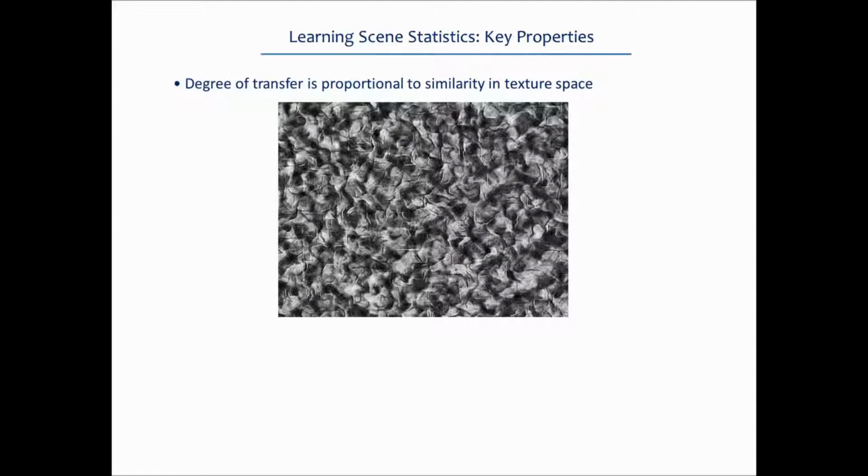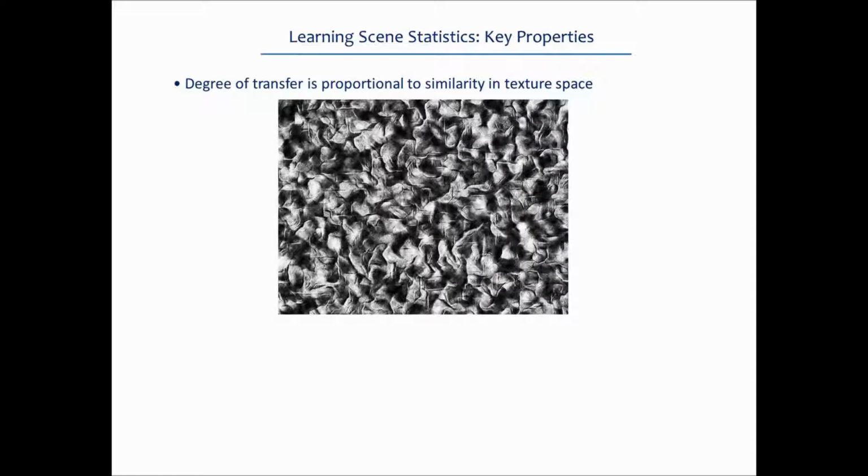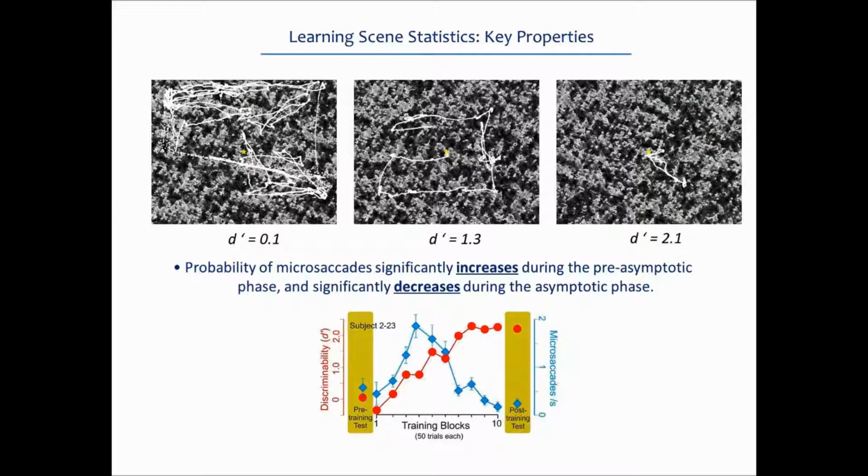And so one of the intriguing findings, recent findings we've had, is that the probability of microsaccades significantly increases during the pre-asymptotic phase and significantly decreases during the asymptotic phase. And here's what I mean. So microsaccades are these small eye movements, non-volitional eye movements that are under a degree or less.